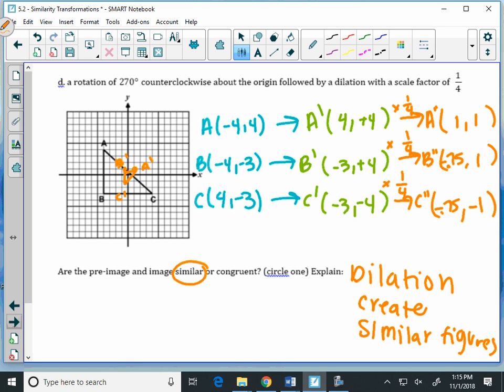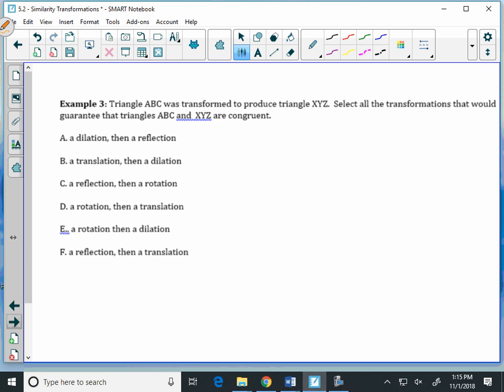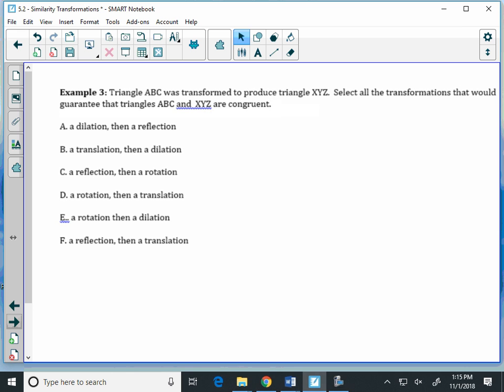We'll do one more and then time to practice. Just due to time, we'll do this one tomorrow. But let's talk about example 3. Okay. Example 3 says triangle ABC was transformed to produce triangle XYZ. Select all the transformations that would guarantee that triangles ABC and XYZ are congruent. Meaning, what transformation can we not do? Dilation.